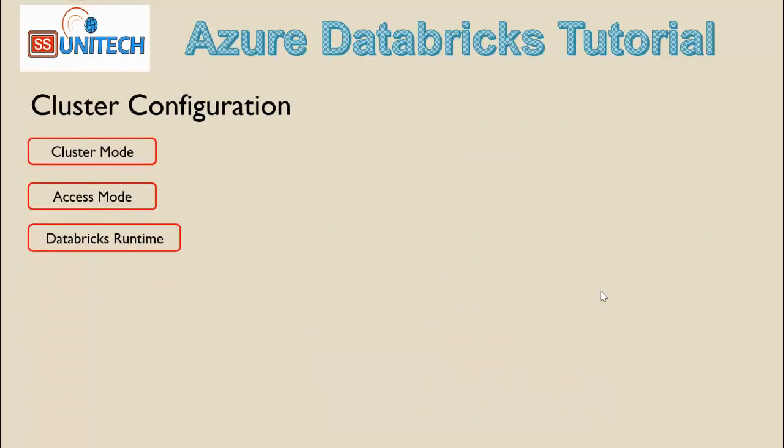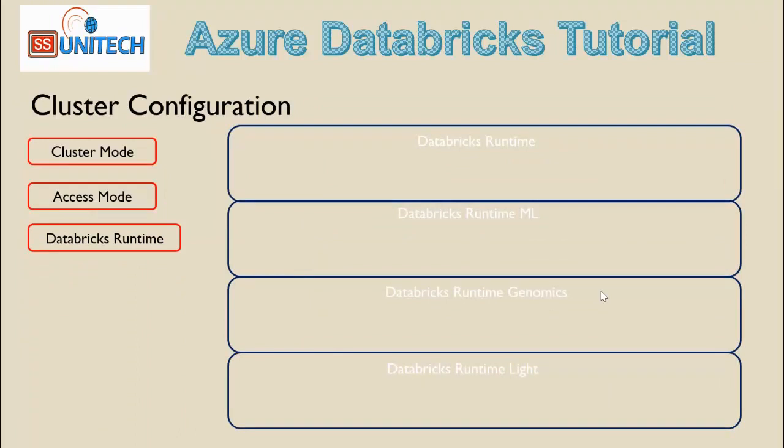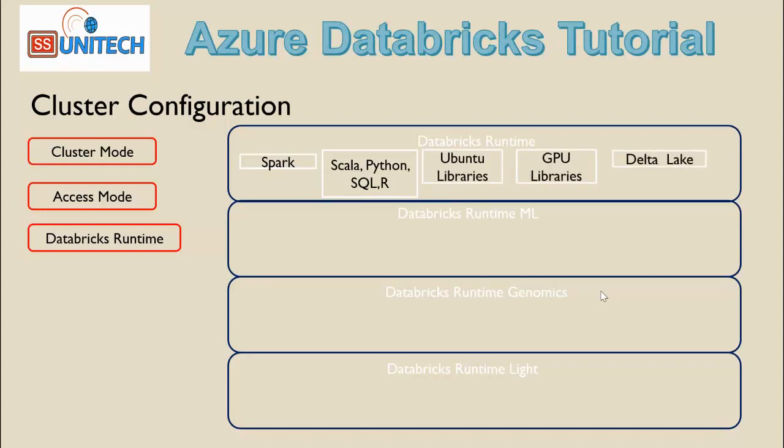Next is the Databricks runtime. Databricks runtime has four different types. First is the Databricks runtime, second is the Databricks runtime ML, next is the Databricks runtime genomics, and the last one is Databricks runtime Lite. Inside the Databricks runtime, it has Spark and Scala, Python, SQL, R, Ubuntu libraries, GPU libraries, and Delta Lake. All of these are available in the Databricks runtime.